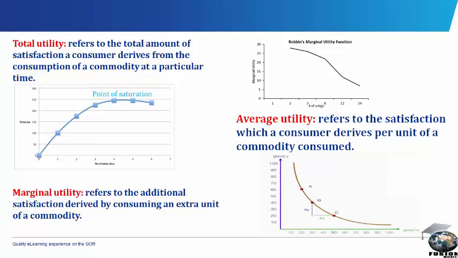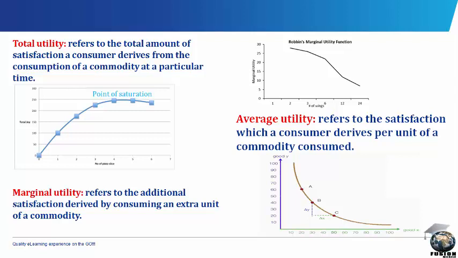Under the total utility, a graph is given to us, and in that graph, the x-axis shows the number of pizza slices, while the y-axis shows the total joy. We also have the point of saturation, which is the point where the consumer consumes a particular commodity at a given time. The total utility is calculated as the average utility times quantity consumed.